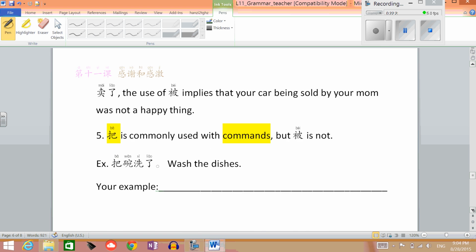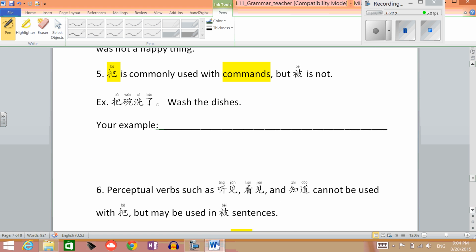5. 把 is commonly used with comments, but 被 is not. So please associate the 把 structure with comments. For example, 把碗洗了. 碗 is the bowl, here just dishes in general. So wash the dishes. 把碗洗了. And here you can see the subject is omitted because when you are giving a command, normally you don't have to give a subject, because when you are talking to the person, it's commanding the person to do what you are saying. So give your own example here.